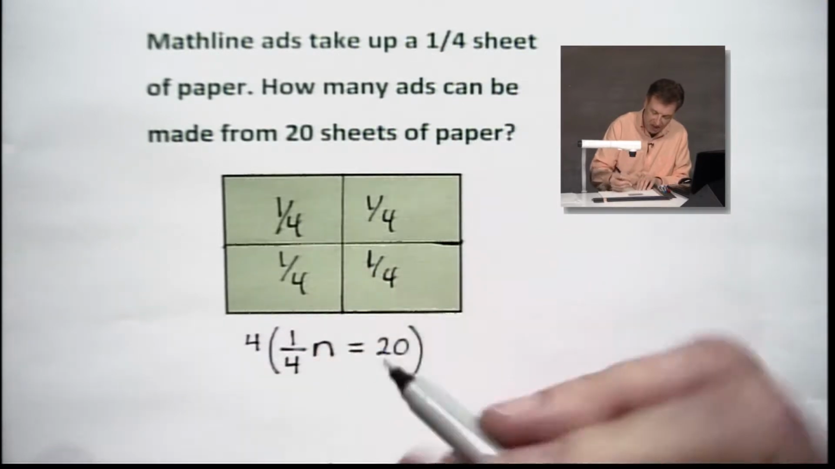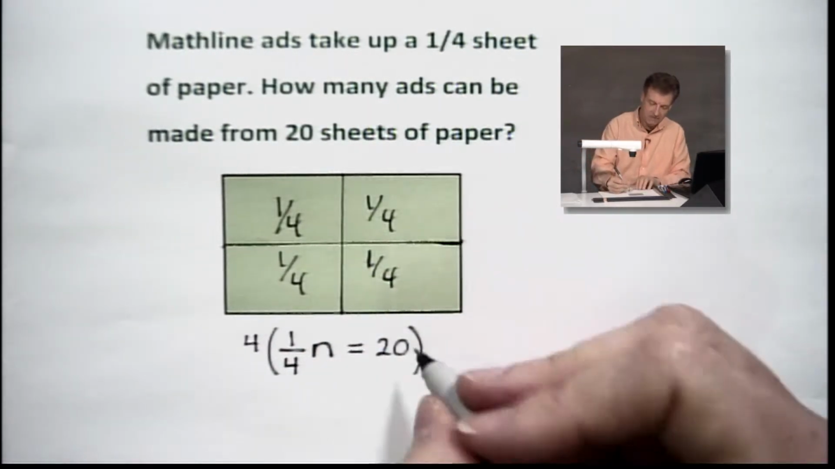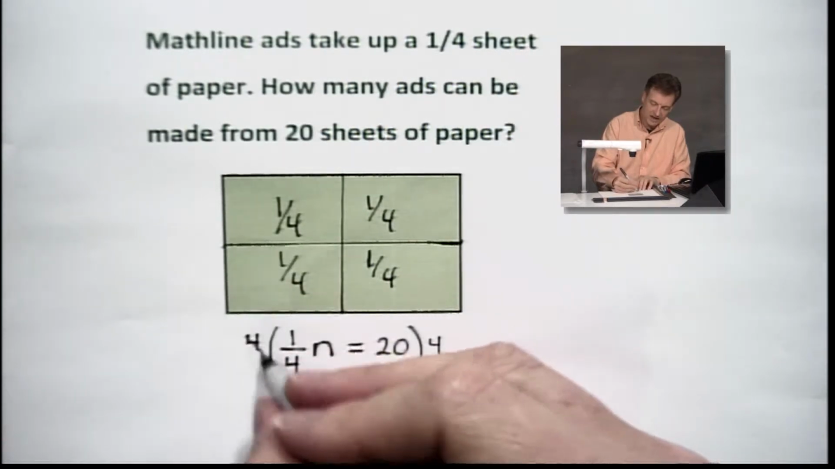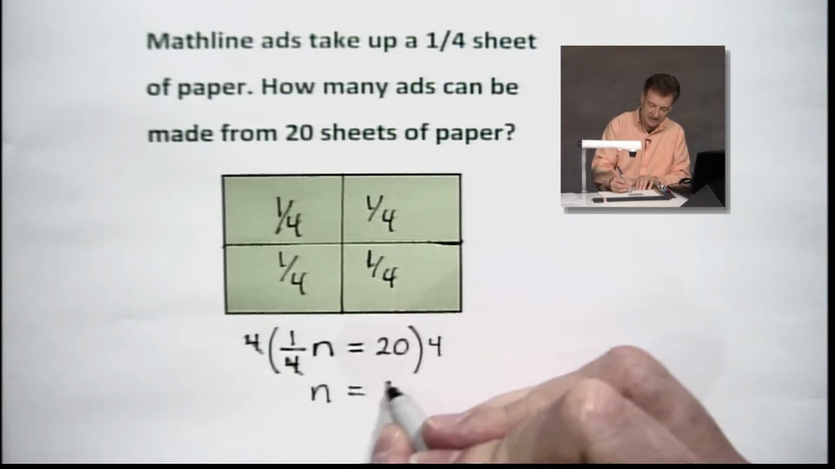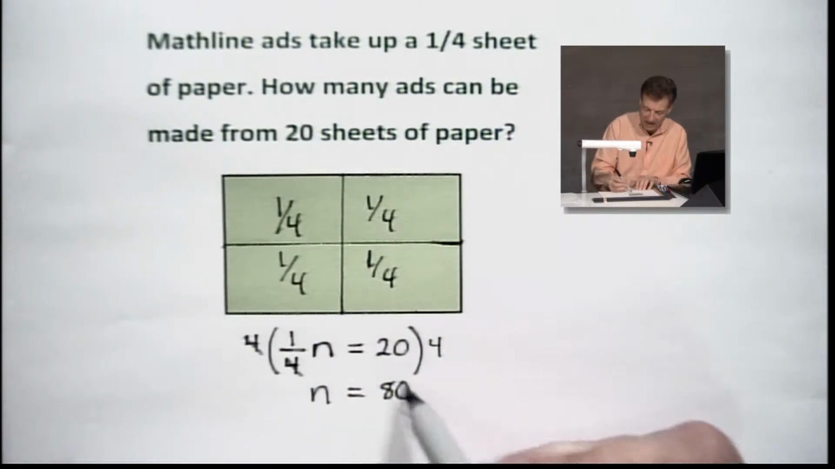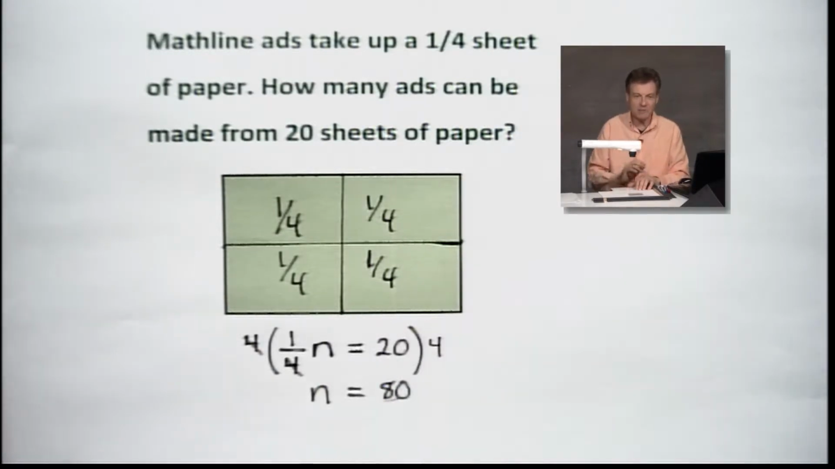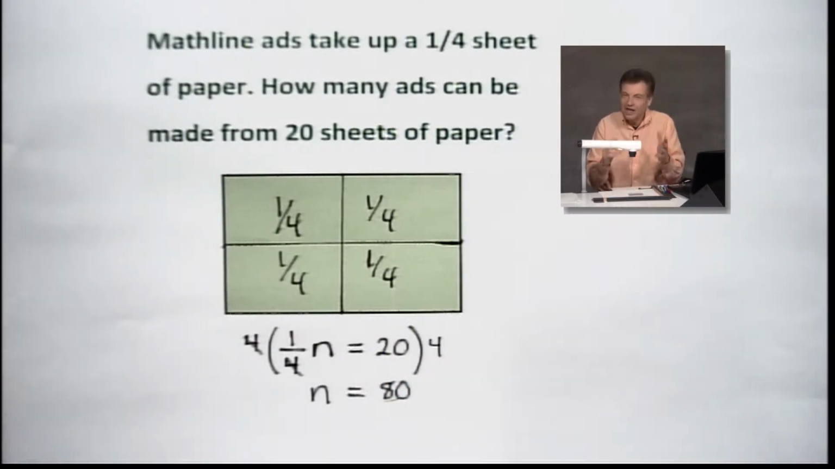We're going to multiply both sides, multiplication property of equality coming our way, by 4. And the 4s say goodbye. The n stays around. And over here we get 80. So how many ads can we get? We get 80 from the 20 sheets of paper. And does that make sense? Well, here's 4. And if I drew 20 more sheets of paper out there, it'd be just like saying 20 times 4, wouldn't it? So that's our deal.